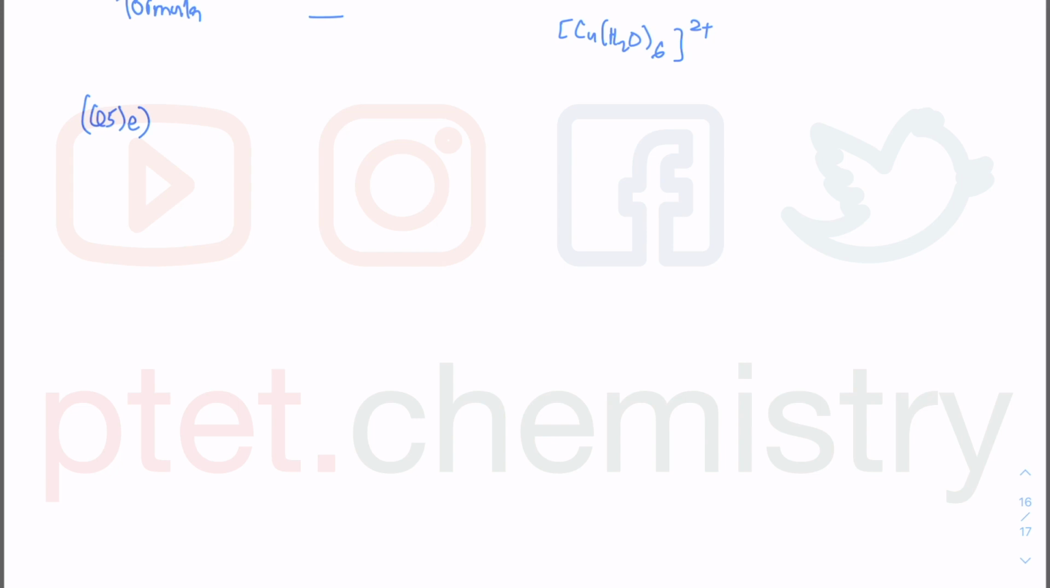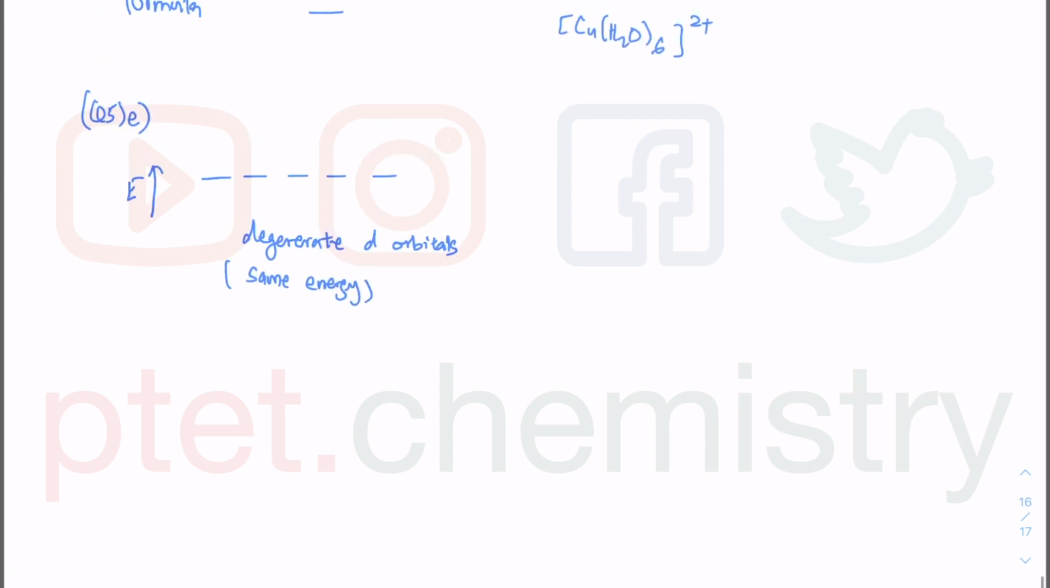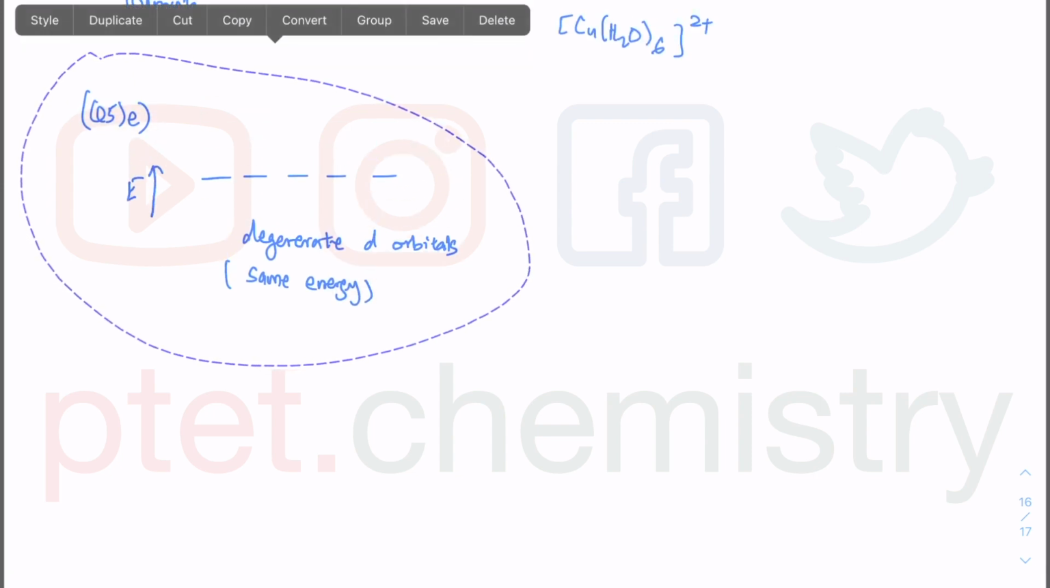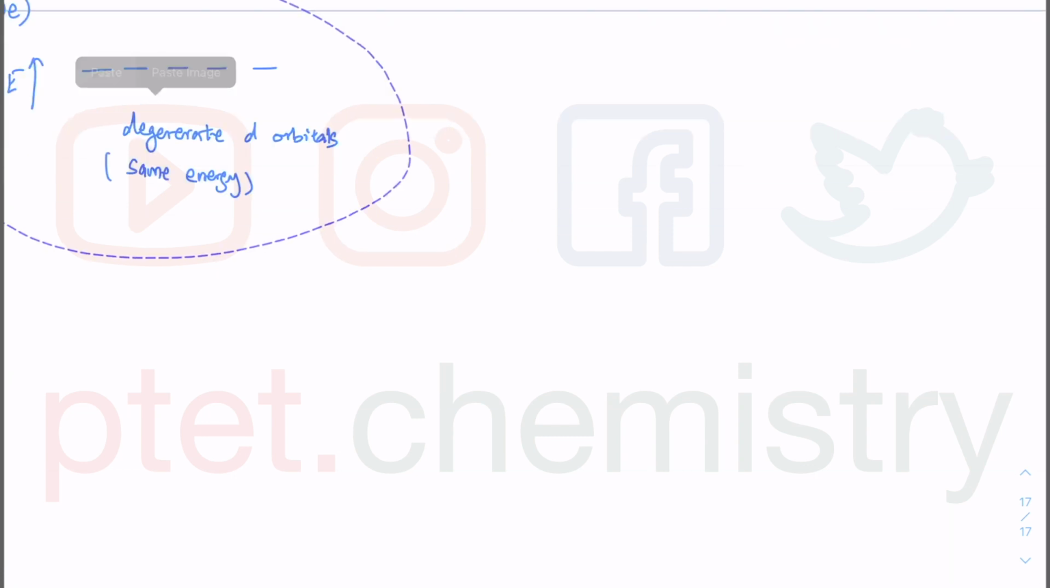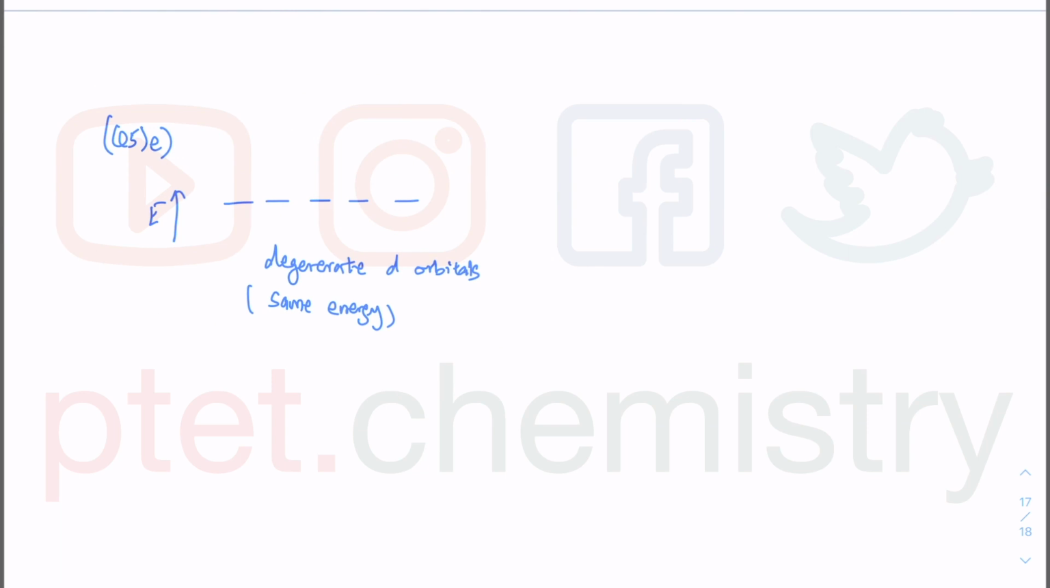Remember that we talk about degenerate d orbitals. So these are called degenerate d orbitals because they are of the same energy. They have the same energy. Alright, so what happened? I think I will run out of space there. So what I'll do is I will just probably best to just do it on a new page so that I don't have to worry about running out of space or something.